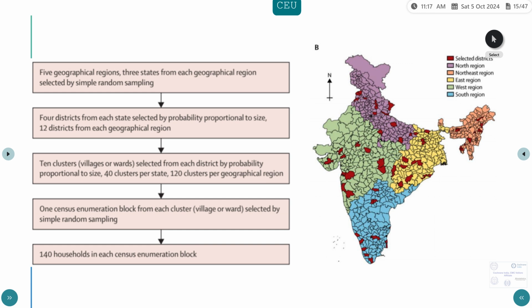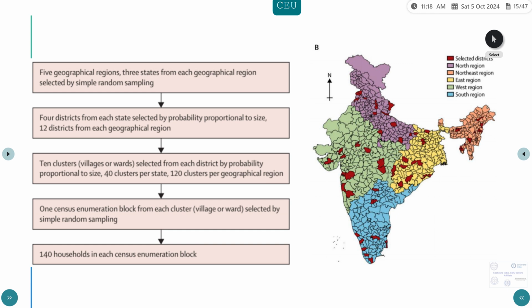So based on that proportion, they form a probability and then select the 4 districts. So each state then had 4 districts, making 12 districts in each geographical region. Then from these districts, again based on probability proportional to size, they selected 10 clusters. So from each of the 4 districts, 10 clusters have been selected. And they can be either villages or wards, trying to cover both rural and urban population. Then from each of these clusters, they selected one census enumeration block by simple random sampling.